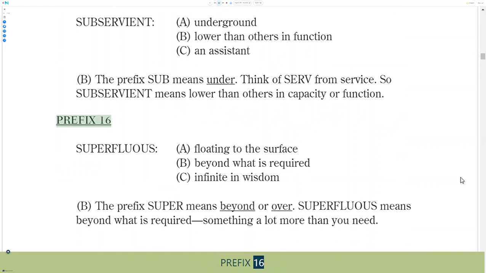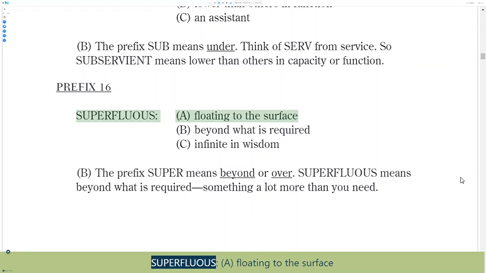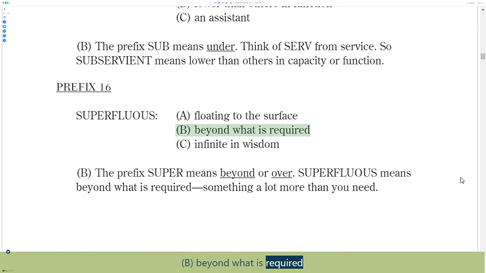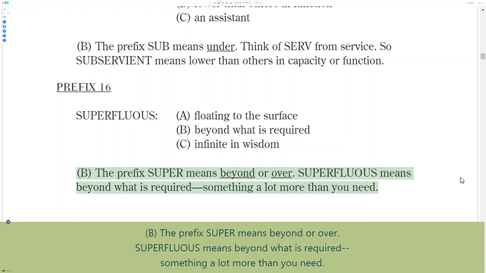Prefix 16. Superfluous. A. Floating to the surface. B. Beyond what is required. C. Infinite in wisdom. B. The prefix super means beyond or over. Superfluous means beyond what is required, something a lot more than you need.